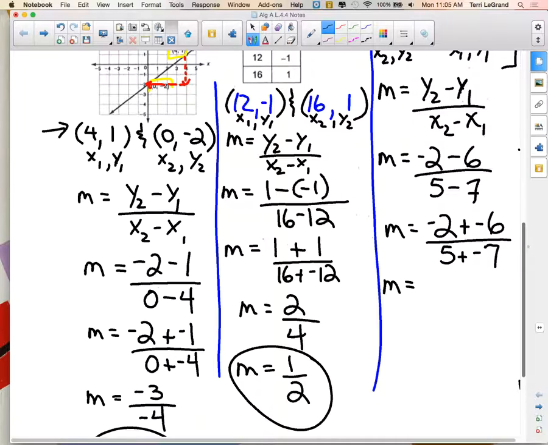What's -2 plus -6? Come on, do not use those calculators. Come on. -2 plus -6. -8. 5 plus -7. Negative what? 2.